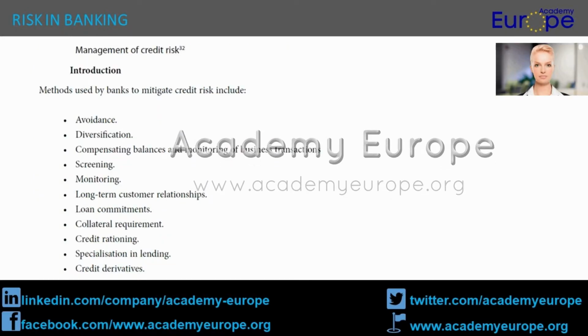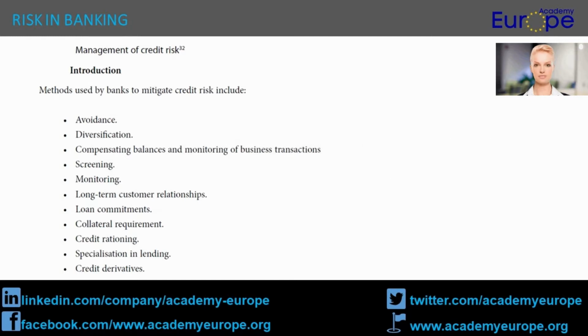Management of credit risk. Introduction. Methods used by banks to mitigate credit risk include avoidance, diversification, compensating balances and monitoring of business transactions, screening, monitoring, long-term customer relationships, loan commitments, collateral requirement, credit rationing, specialization in lending, credit derivatives.